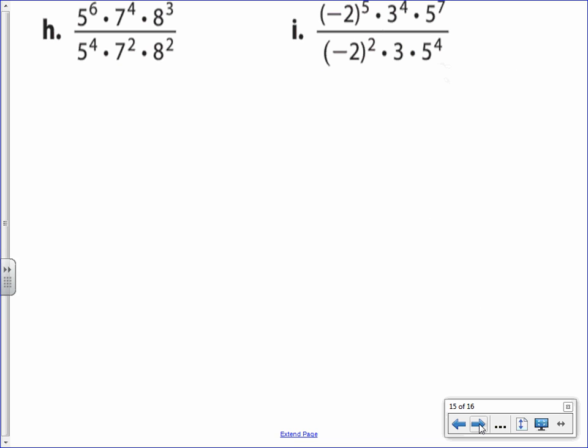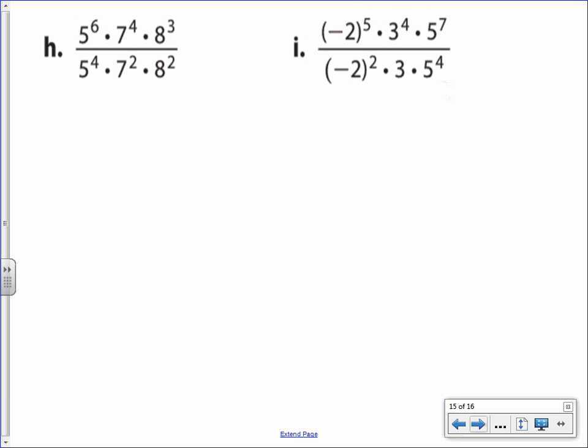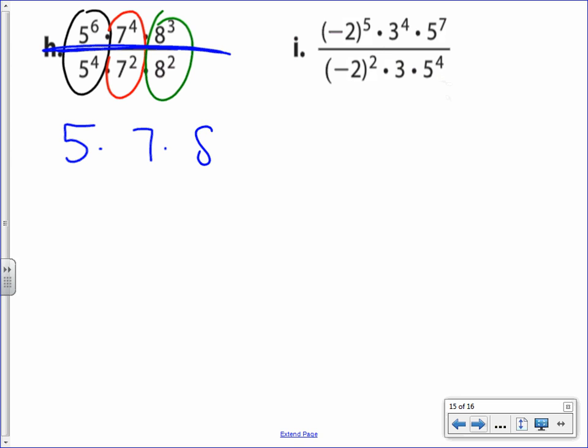Next one. I have powers with the base of 5, powers with the base of 7, and powers with the base of 8. My rule when I'm dividing powers of the same base is to keep my base and subtract the exponents. 6 minus 4, 2. 4 minus 2, 2. 3 minus 2, 1. I might not leave that 1 there, but it doesn't matter. 5 squared is 25. 7 squared is 49 times 8.